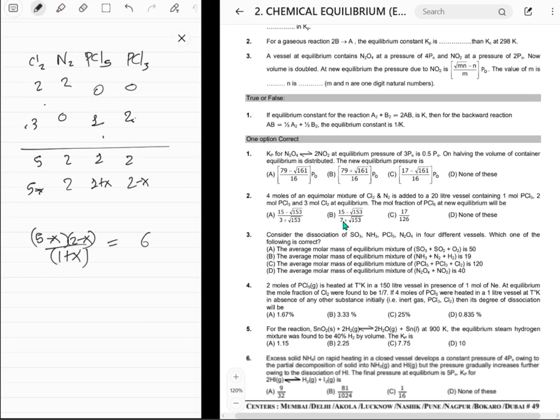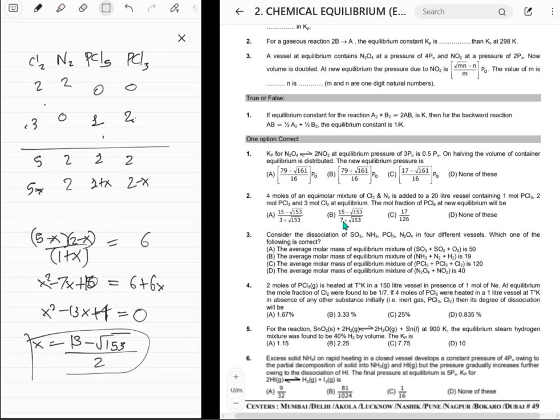Cool. So x squared minus 7x plus 10, that thing is 6 plus 6x. So x squared minus 13x plus 4 equal to 0. So x is 13 plus minus square root. So it's going to be minus. We know that. So 169 minus 16, that is 153 upon 2. So that is x. Okay, so that's good and all.